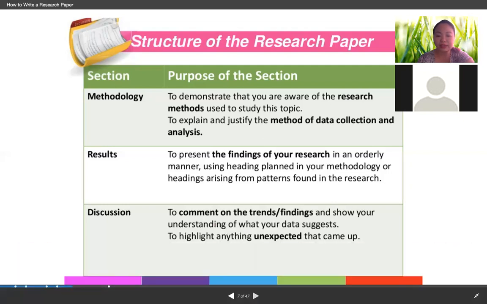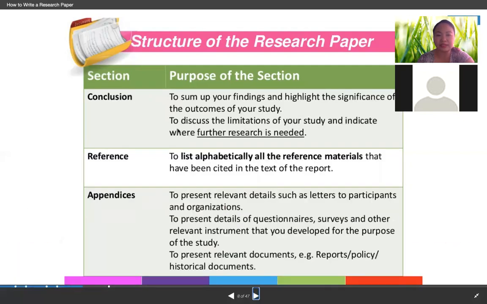But for now, let's just proceed. Now, what are these top meaning or descriptions? For the conclusion naman, this sums up findings and highlights the significance of the outcomes of your study, and discusses the limitation of your study and indicates where further research is needed.